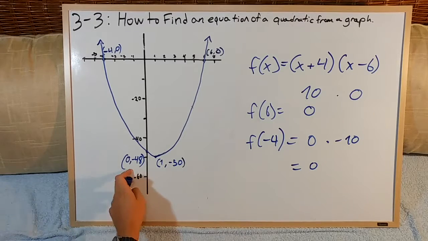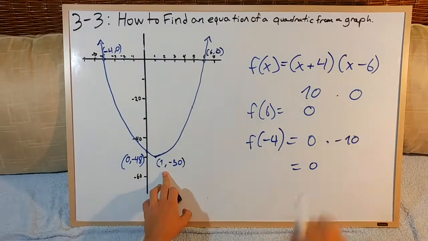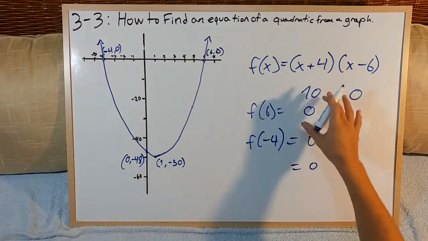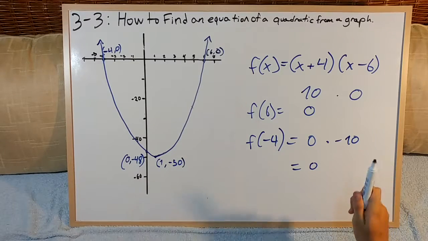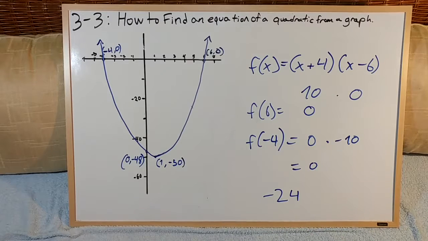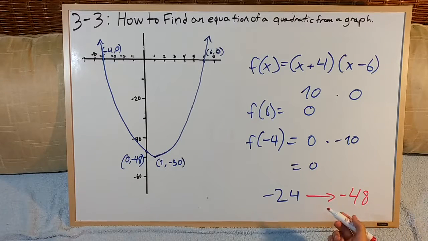But what if we plug in 0? We will not get -48. If we plug in 1 in this function, we will not get -50. So this is not the function. If we plug in 0, we get -24. And how do we get from -24 to -48? We multiply by 2.